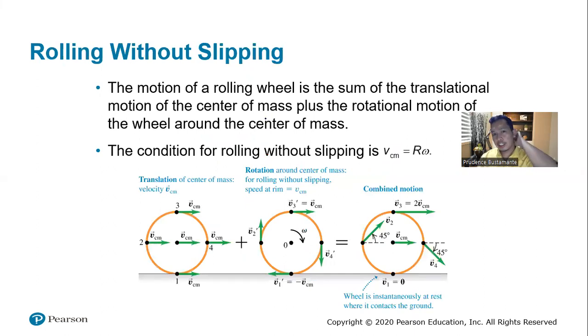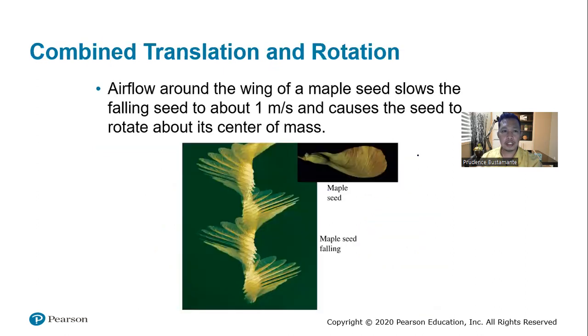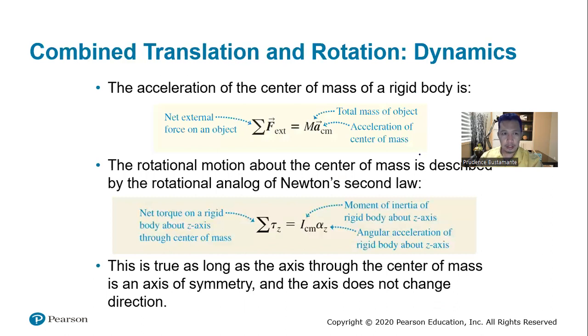Another situation is rolling without slipping. The motion of a rolling wheel is the sum of the translational motion of the center of mass plus the rotational motion of the wheel around the center of mass. The condition for rolling without slipping is that V center of mass is equal to R times the angular velocity, the radius times the angular velocity. We also have the combined translational and rotational dynamics.